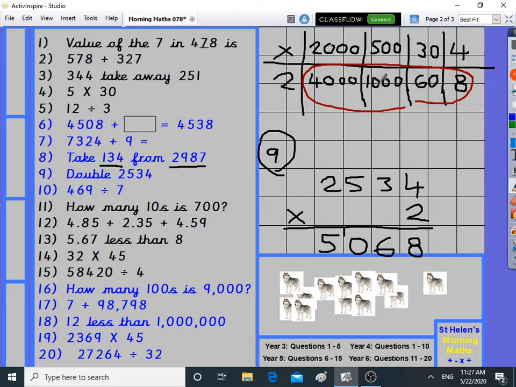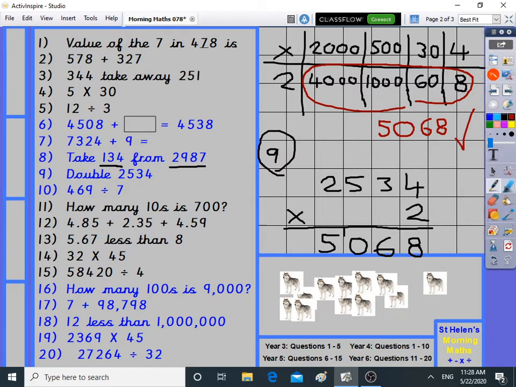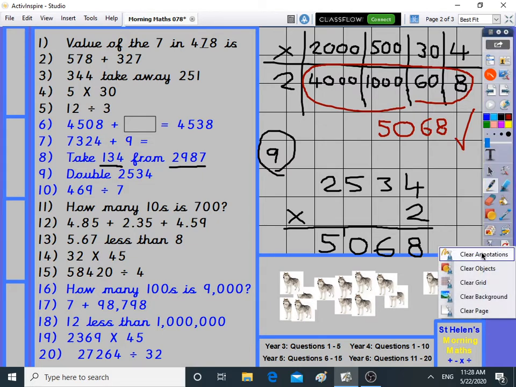4,000 plus 1,000, that's 5,000. Nothing in the hundreds column, and then you've got a 68. You can use your place value knowledge to add that, really. 5,068, I've got that twice, so I'm happy with that answer. And on we go to number 10.